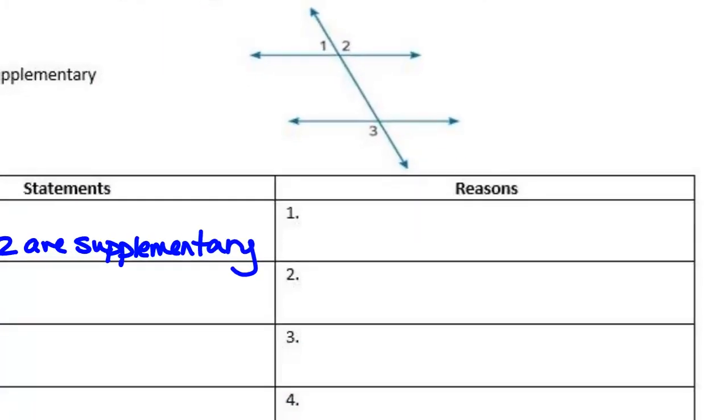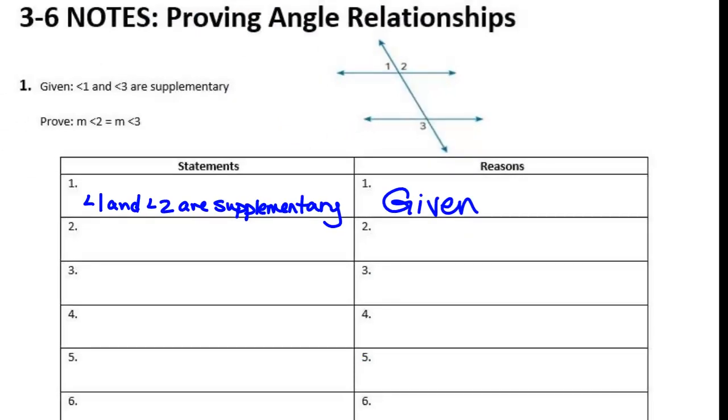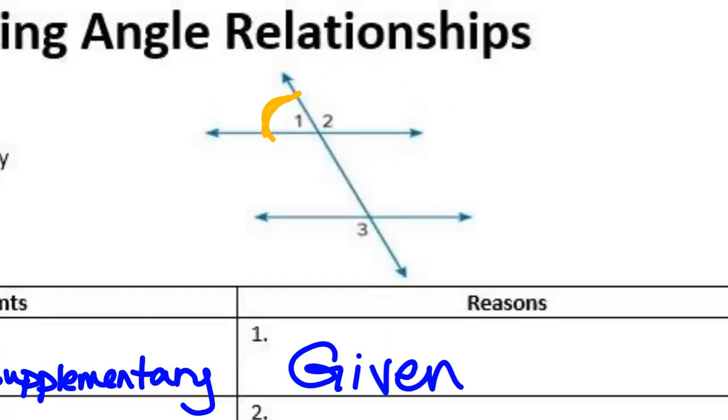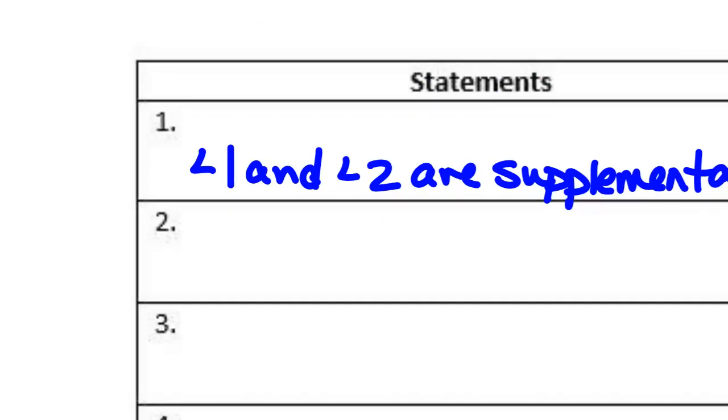Angle 1 and angle 2 are supplementary. What's my reason for that? Given. So they're telling me that this angle here is supplementary to this angle down here. But I also notice that angle 1 is right next to angle 2. They share this side right here, and together they make this straight line. So what special angle pair would we call this? A linear pair. Angle 1 and angle 2 are a linear pair.